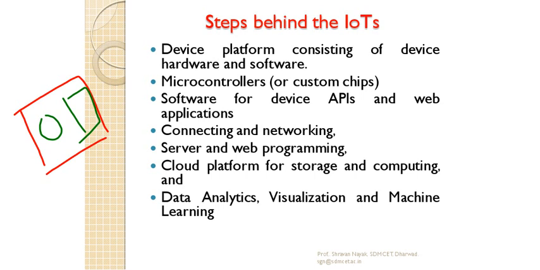They are called application specific ICs. Like that, there are so many such examples. So microcontrollers or custom chips, and software for the device API. What do you mean by API? Application programming interface. These are basically the tools that help in creating the software.